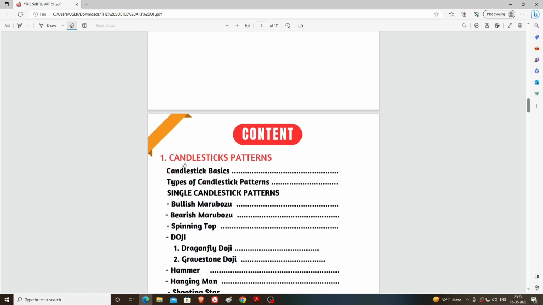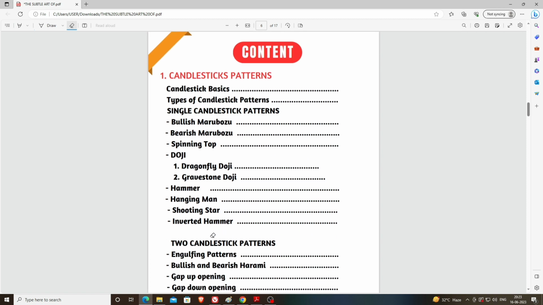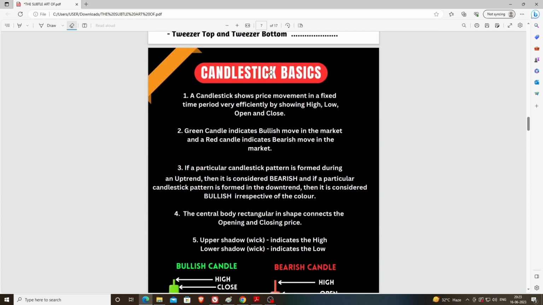So one by one we'll be covering the topics. In this video I'll be covering all these single candlestick patterns. So you can see bullish Marubozu, bearish Marubozu, spinning top, doji patterns, what is hammer, what is hanging man, shooting star, inverted hammer, everything. In part 2 of this video, we'll be learning about the two candlestick patterns, and then the three candlestick patterns and everything else.